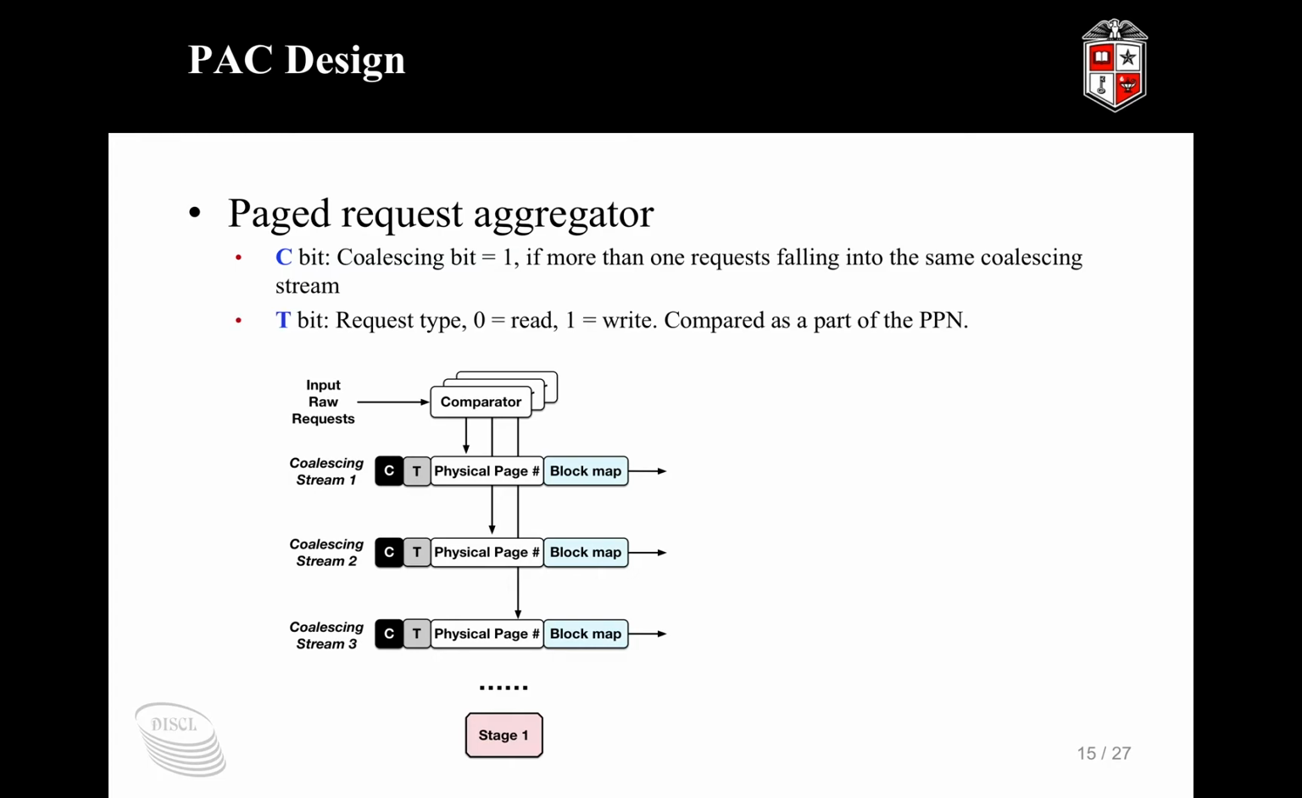Second one is the T bit, representing the request type, a 0 for read and 1 for write. And it will be compared as a part of the physical page number. As a result, we can use the hardware comparators to directly compare the physical page together with the request type to ensure that the same type of request falling into the same physical page will be put into one coalescing stream. And we're also going to update the block map, which is also a bitmap data structure representing which cache block has been referenced within this OS page.